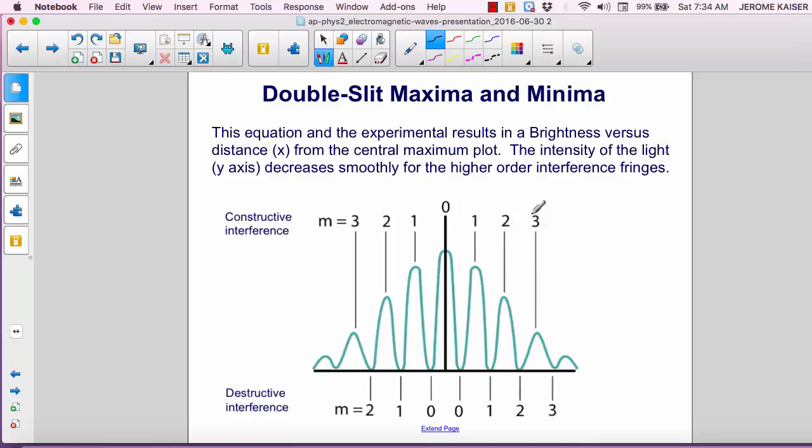Here's a picture of the maxima and minima profile, if you like, the fringe profile on a screen. What you see here is along the y-axis, the brightness, and along the x-axis, the distance, which we just denote by the orders of the fringes. As you can see, as we move away from the center, whether to the right or to the left, the maxima diminish in brightness.